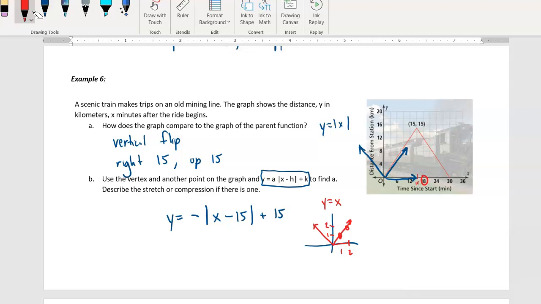It's just being flipped vertically, so we'd have y equals negative quantity x minus 15, the absolute value of x minus 15, plus 15. So that would be our final equation.